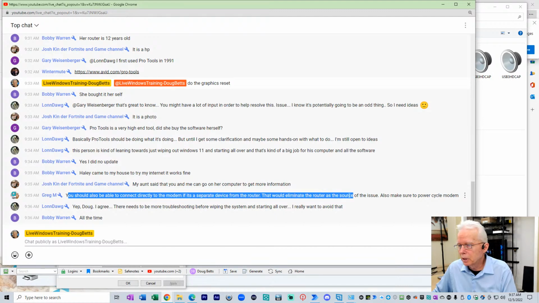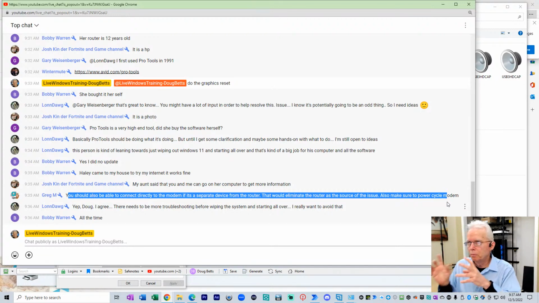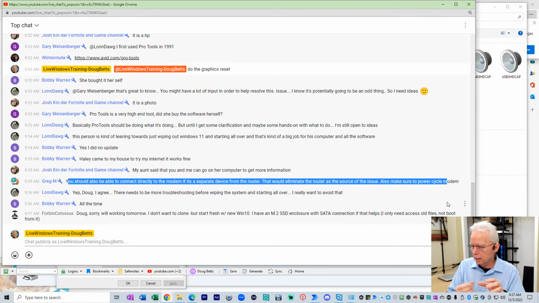Gary, you should be able to connect directly to the modem if it's a separate device from the router. That would eliminate the router as the source of the issue. Also make sure to power cycle the modem. So she bought her own router. That means the modem is a separate device and there should be an Ethernet connection.